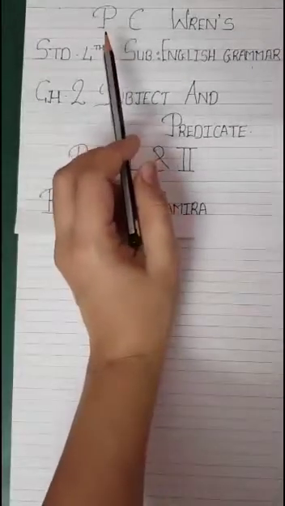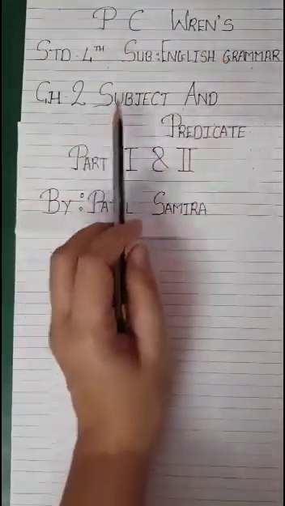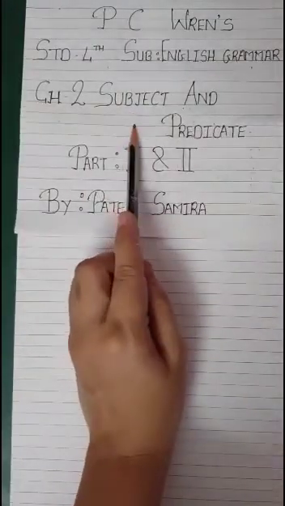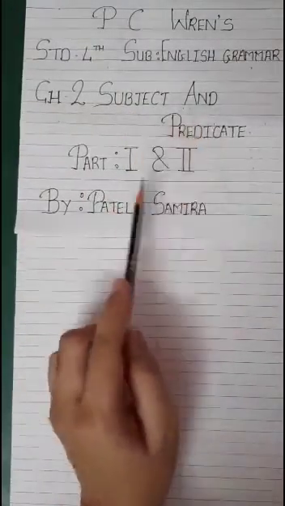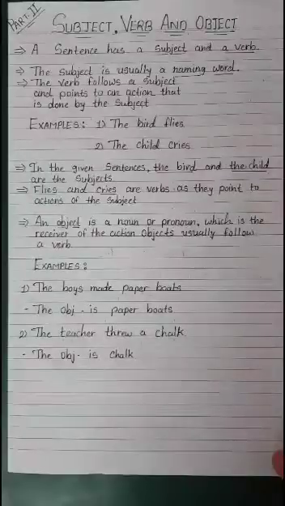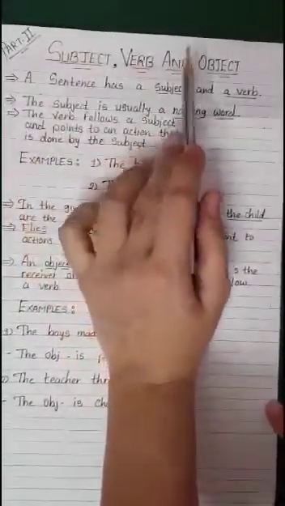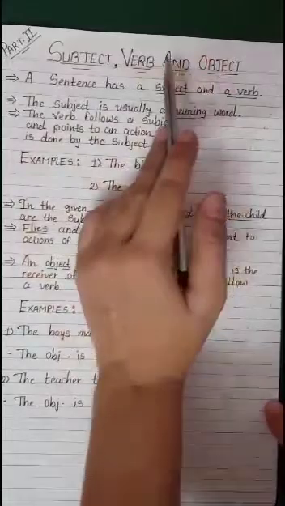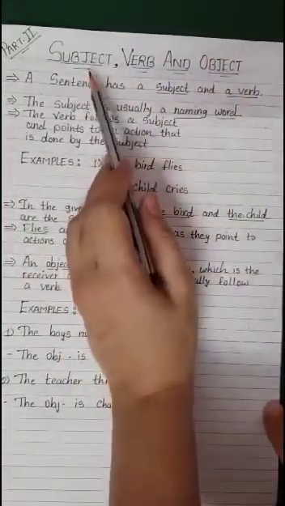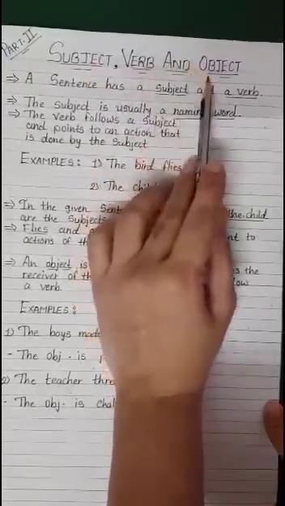Today I am going to explain Standard 4 English Grammar Chapter number 2, Subject and Predicate. In the first part we learned what a subject is and what a predicate is. Now we are going through part 2: subject, verb and object. Students, do you know what it is? It is sentence formation. The sentence formation is subject, verb and object.